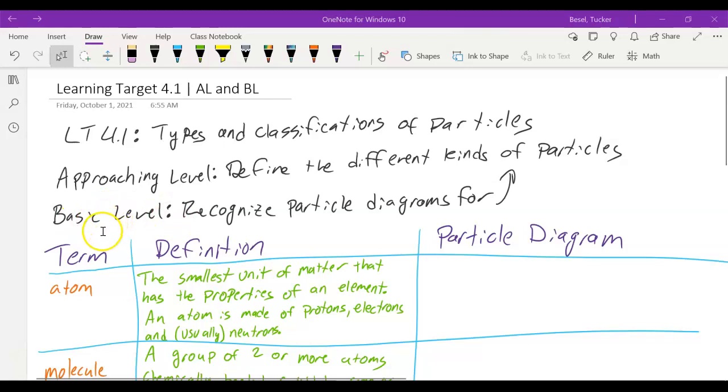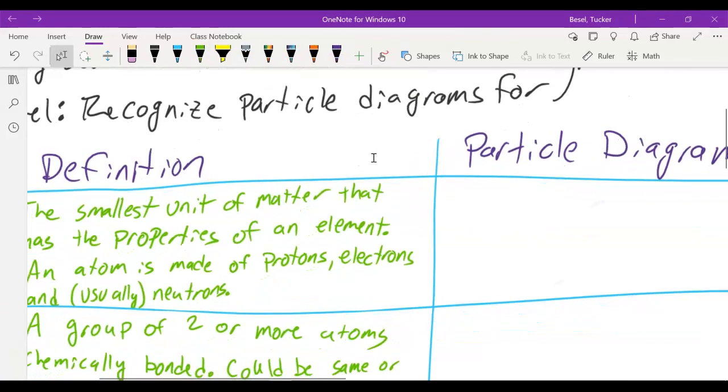So let's just get back to the idea of what this video is about. At basic level, my expectation is that you know how to recognize particle diagrams for all these different terms that I have written here already. So let's go ahead and, without further ado, dive in. Alrighty, so I think one of the easiest things to start off with is an atom.